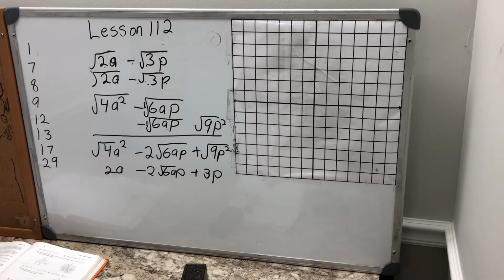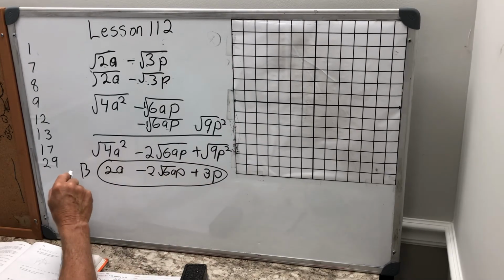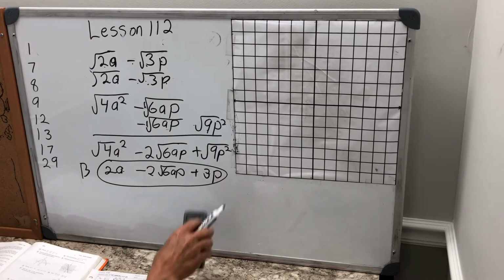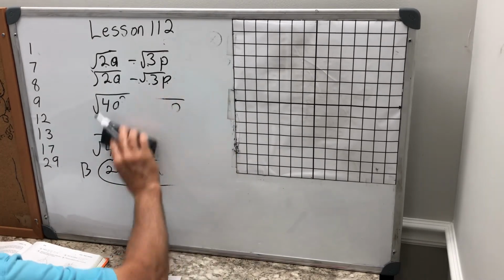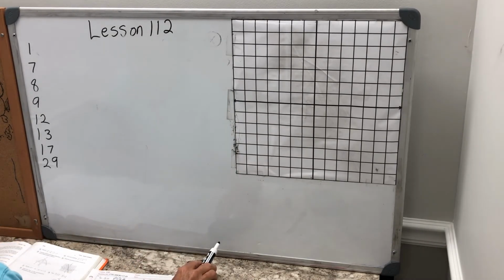Let's just see here. I'm going to verify it on my sheet with number B. It's 2A negative 2 square root of 6AP plus 3P. This is for B now. So put this over on B, even though you worked it out on the practice set. Put this answer over on number 9. You have an A and a B. That's a bit difficult, that kind of multiplication, to keep your head straight.